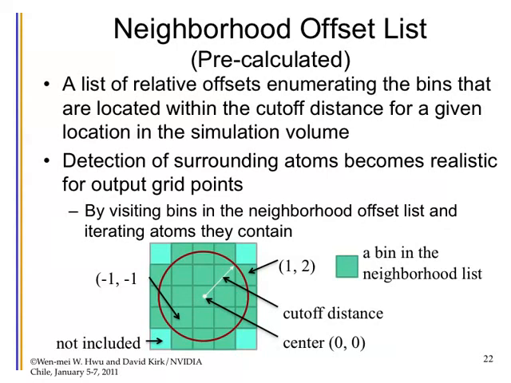By visiting the bins in the neighborhood offset list, you can iterate through all the atoms. So now you should probably see how the algorithm works. When you write a kernel, the kernel is going to be looping through the neighbor list, and for each bin in the neighbor list, you will load all the atoms in that bin into shared memory, and everyone will look at the atom and determine whether the atom should contribute to its lattice point or not, and then move on, right?